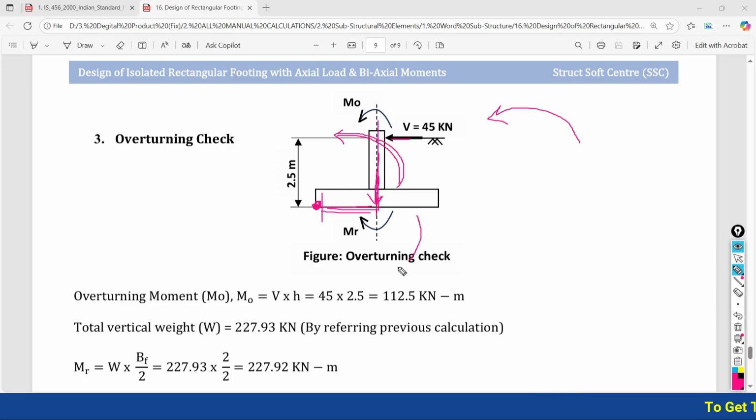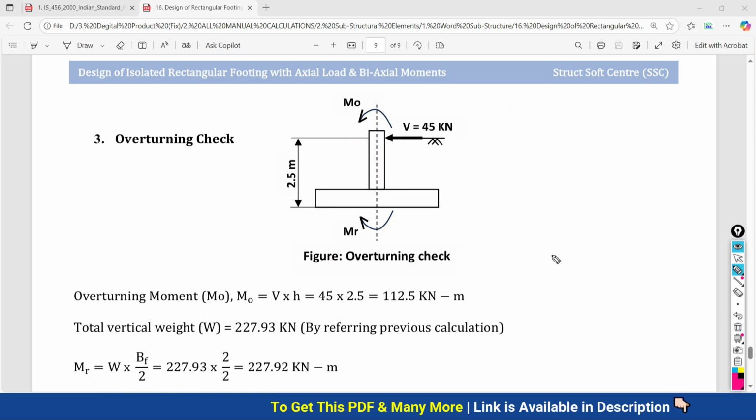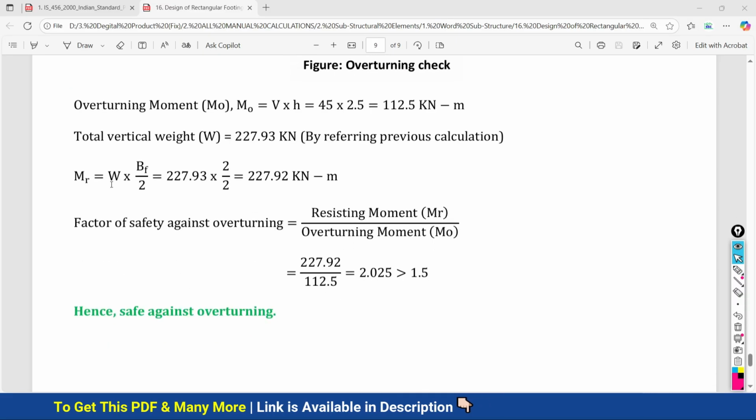So it is the resisting movement in this direction. This is the resisting movement. It is the overturning movement. This is your resisting movement, which is controlling the overturning movement. So I have to calculate it.